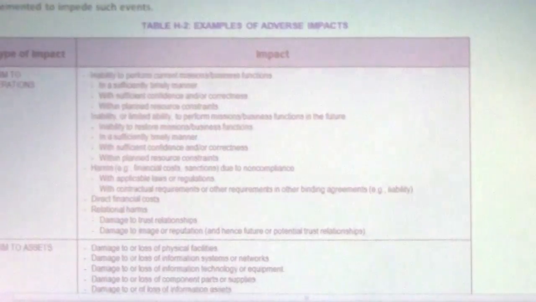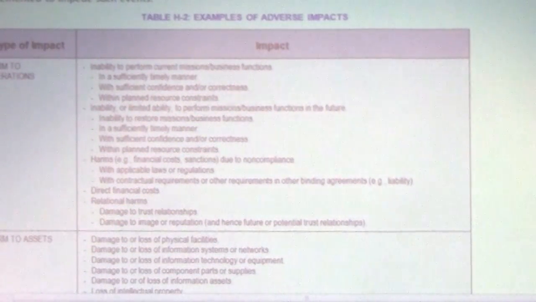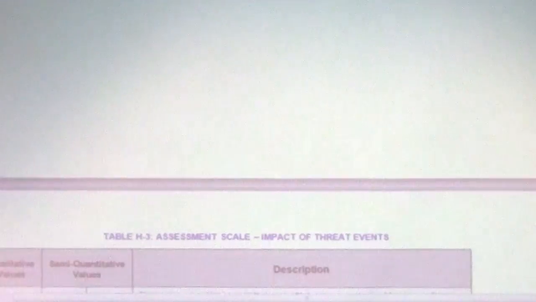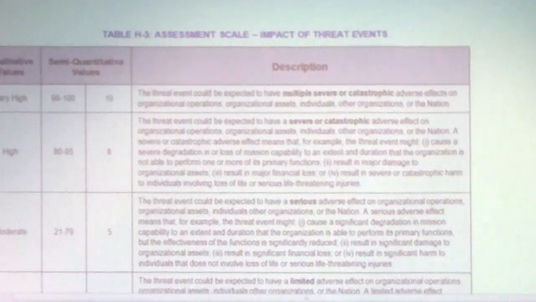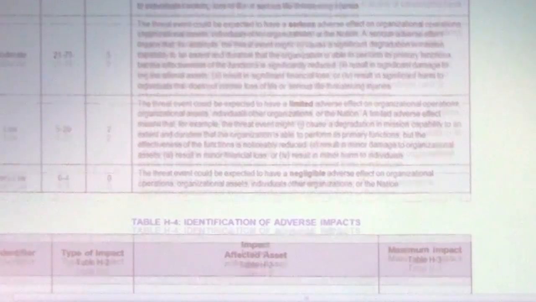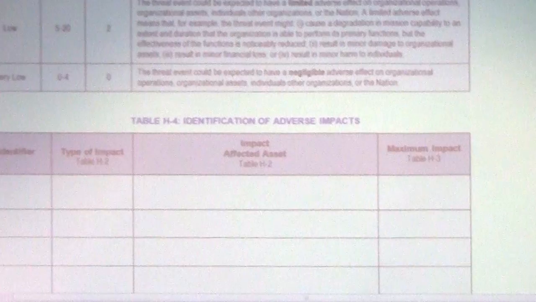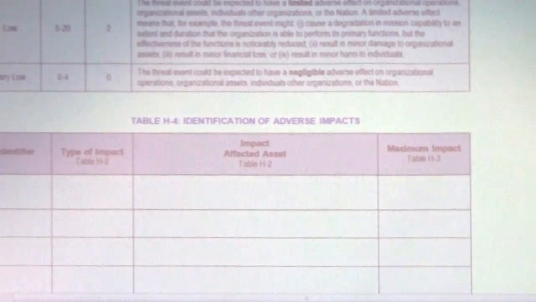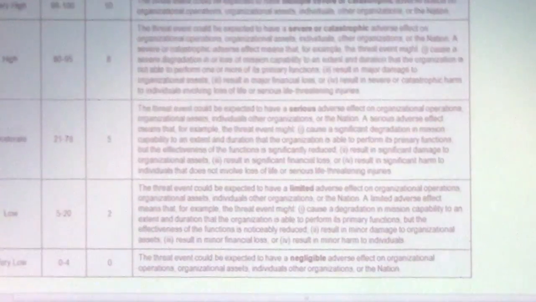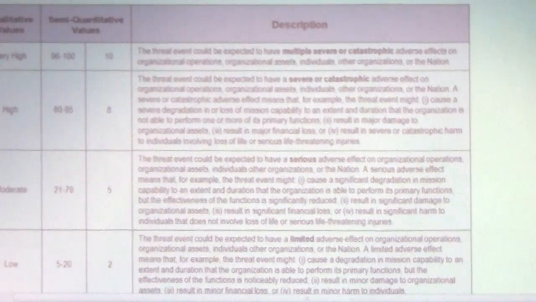In table H2, we have some examples of adverse impacts. So we want to take a look at that table. And then we have another scale about impacts of threat events. So we want to use that scale, and we want to enter the information that we determined from tables H2 and H3 into table H4 about our impacts. And we can see that on the scale here, if you're going to say an impact is very high, the impact would have to be multiple severe or catastrophic adverse impacts.